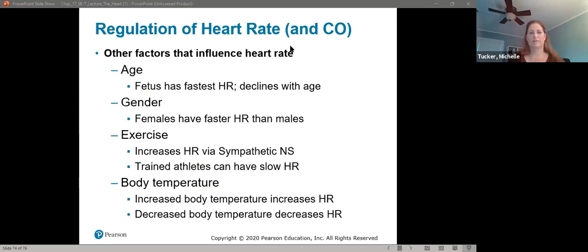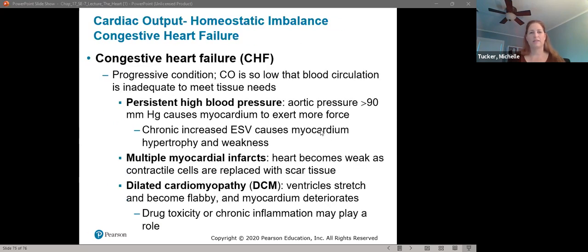Other factors that affect heart rate and thus cardiac output are age, gender, exercise, body temperature. I'm not going to go into those any further. Congestive heart failure is a disease state caused by persistent high blood pressure. So we have an increase in afterload.